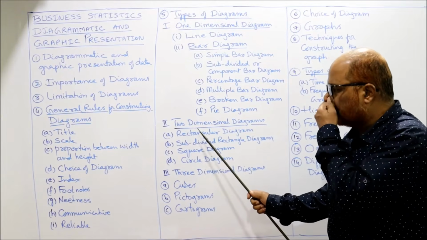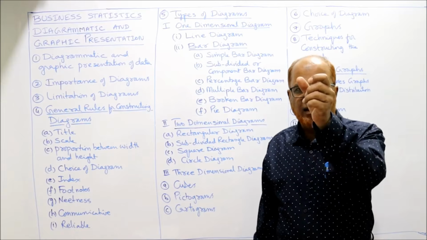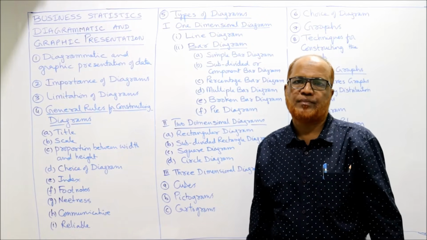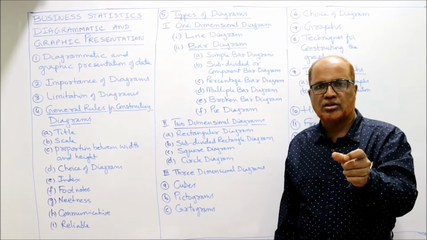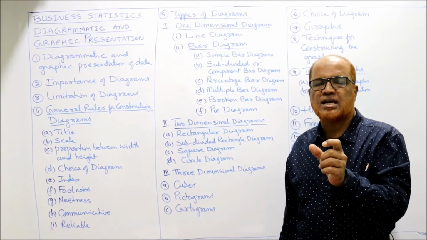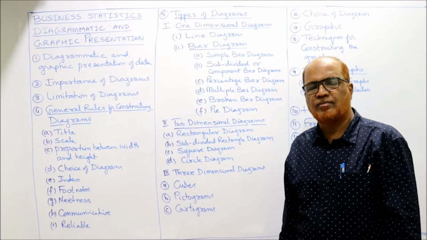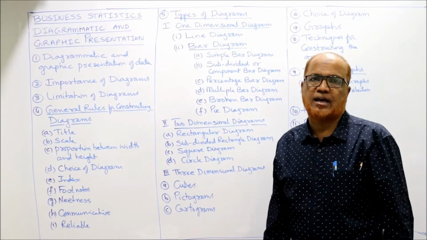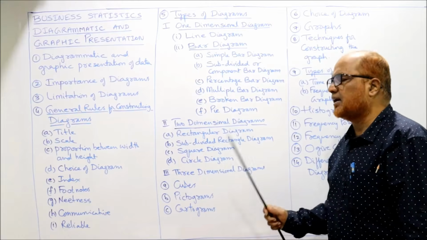So the first two-dimensional diagram is the rectangular diagram. In a rectangular diagram, we consider the length as well as the width. We consider both the factors in the diagram. The area of the complete rectangle is nothing but the product of length and width. That's why this rectangular diagram is also called an area diagram. And this rectangular diagram can be a subdivided rectangle diagram.